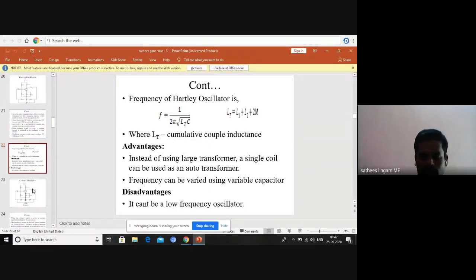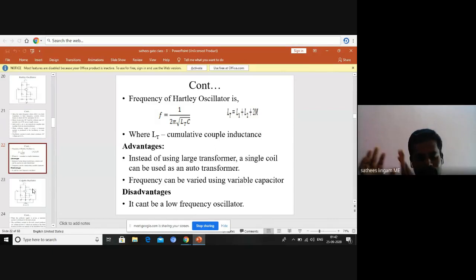If you are connecting two capacitors in series, then what is the total capacitance? 1 by C is equal to... sorry, C is equal to C1 into C2 divided by C1 plus C2. That is the thing. If you are connecting them in parallel, it means C1 plus C2. So just reverse. See here.